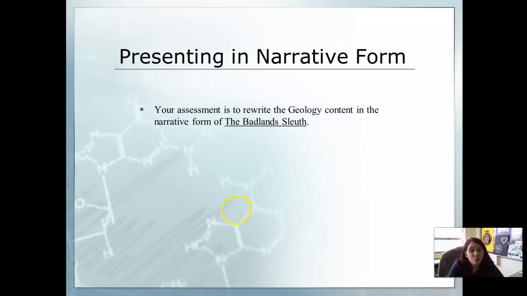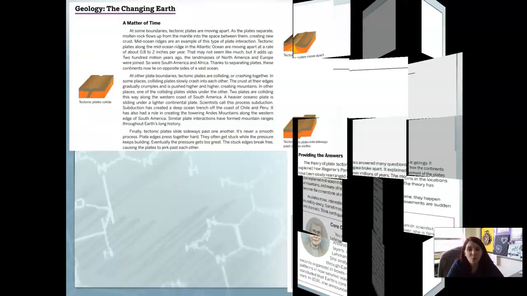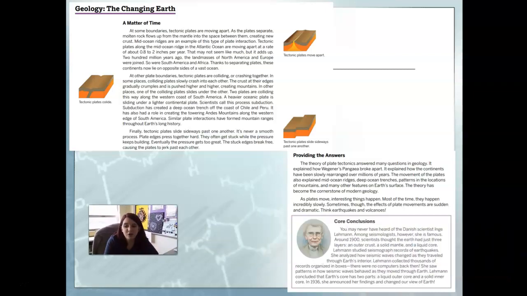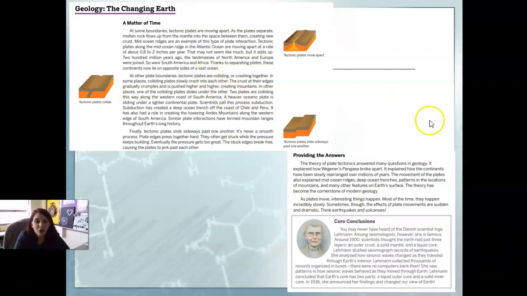So your assessment is to rewrite the geology content in the narrative form of the Badlands Sleuth. So what I'm talking about is this. This is our geology text that we had mentioned before. You're going to read this independently, and you're going to write it as if it's a narrative or a story, just like our reader that we've been reading for this time. So your task is to read this and rewrite it as if you're telling it in a story form.